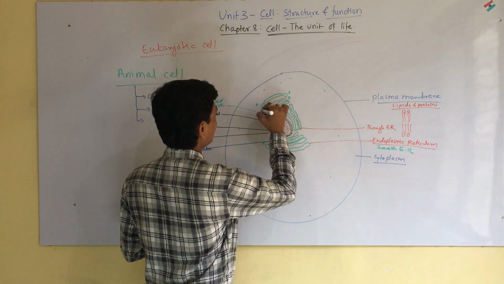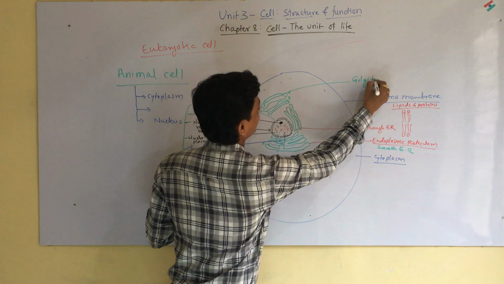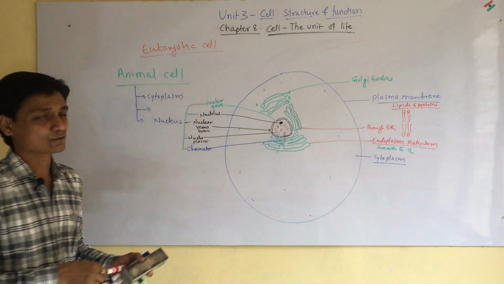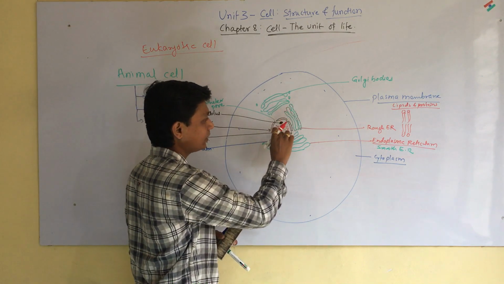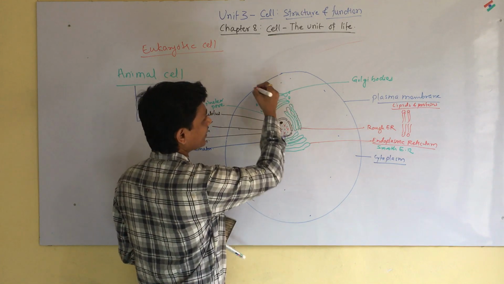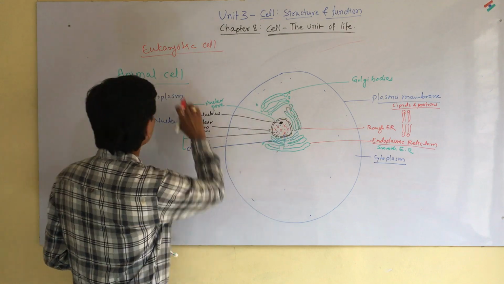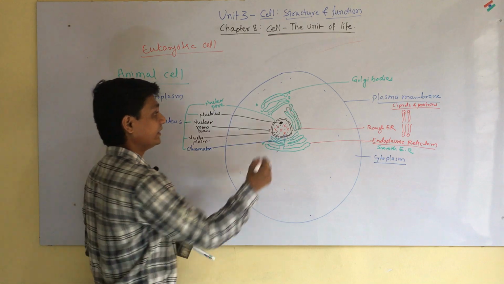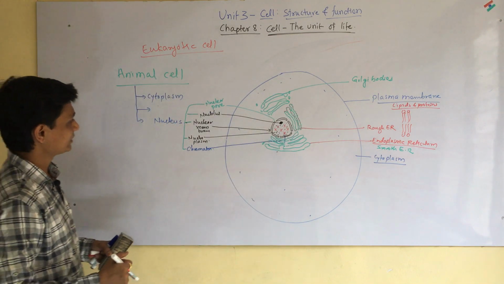These are nothing but the Golgi bodies, or it is also known as Golgi apparatus. The concave surface is towards the nucleus and the convex surface is toward the plasma membrane, and this is in animal cell. Golgi bodies or Golgi apparatus are near to the nucleus. This is one feature of animal cell.